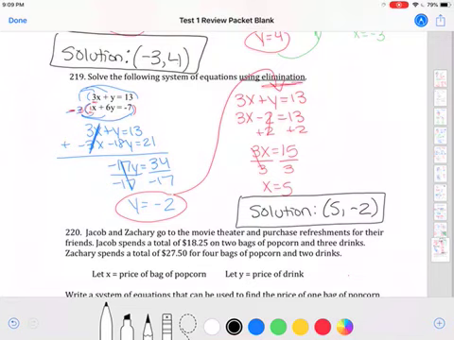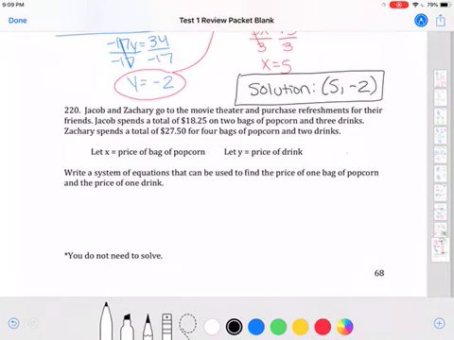Again, what that tells me graphically is if I were to get both of those two original equations into y equals mx plus b form and graph them on an x and y axis, they would intersect at the point 5, negative 2.